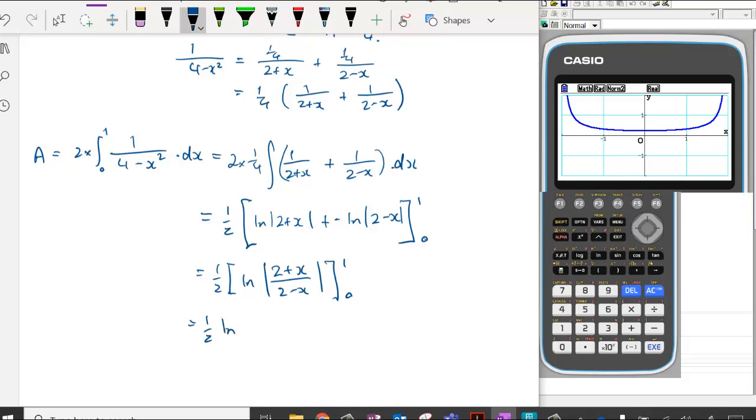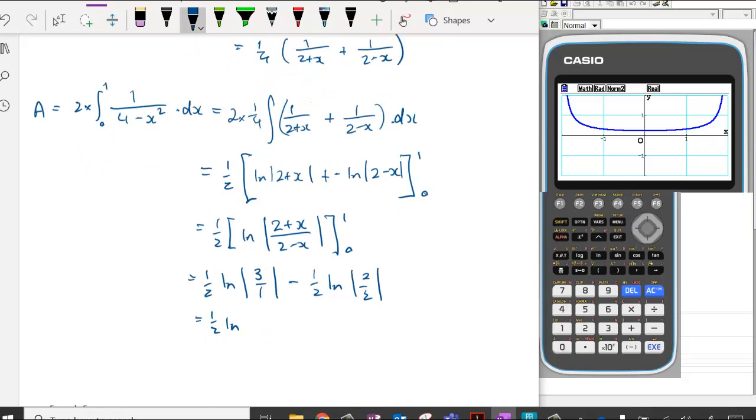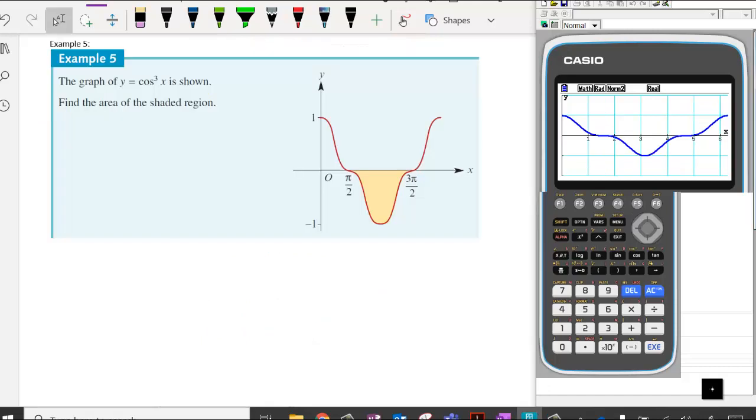That means we've got 1/2 ln, when it's 1 we have 3 over 1, and we're subtracting 1/2 ln, when it's 0 we've got 2 over 2. So 1/2 ln 3, and ln of 1 is always going to be 0, so this is our answer, 1/2 ln 3 units squared.